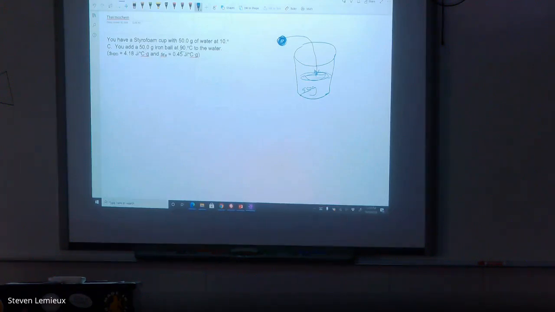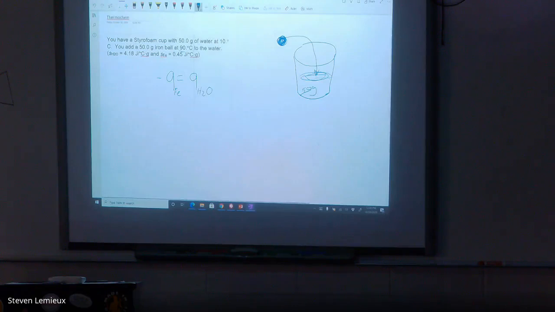All right, this type of problem I typically set up like this. I know that all of the heat lost by one thing is gained by the other. So the heat of my iron ball is gained by the mixture, or by the water. So the final temperature will end up being kind of a mixture of the two.